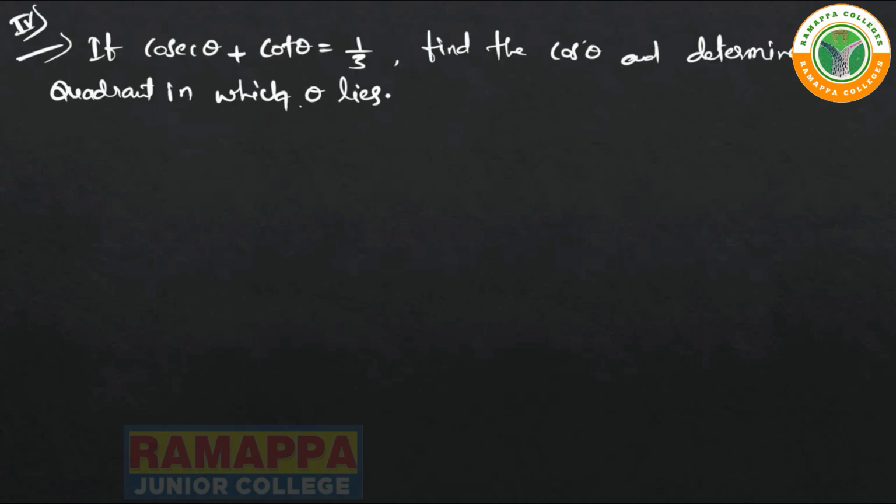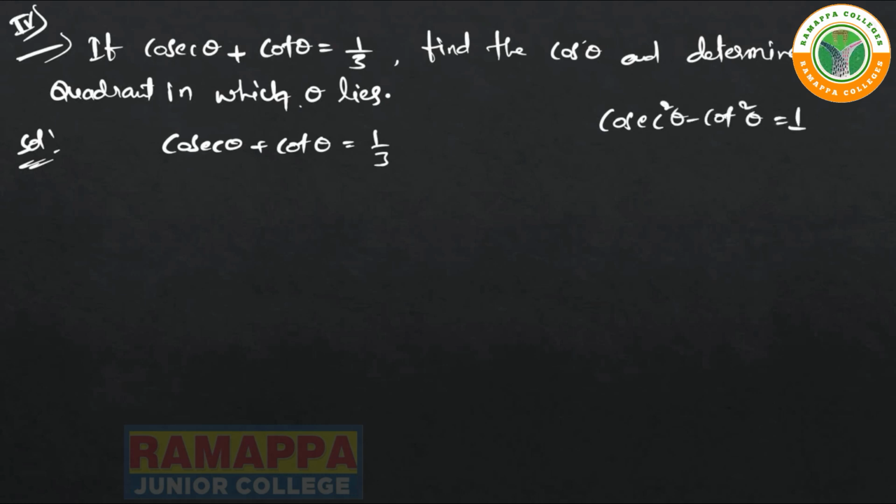Here the fourth question is: if cosecant theta plus cot theta is equal to 1 by 3, find the cos theta and determine the quadrant in which theta lies. The solution is given. Cosecant theta plus cot theta is equal to 1 by 3, and we know cosecant square theta minus cot square theta is equal to 1. This is a square minus b square, so (cosecant theta plus cot theta) into (cosecant theta minus cot theta) is equal to 1, which is cosecant square theta minus cot square theta.